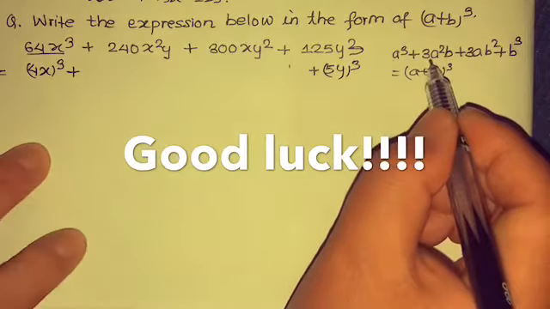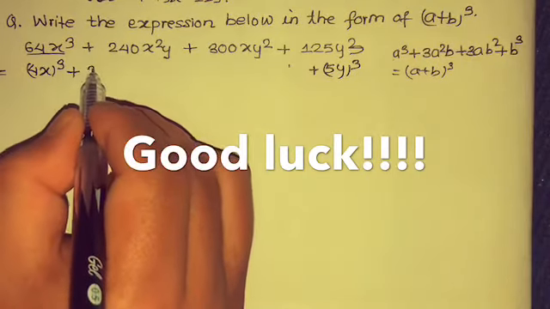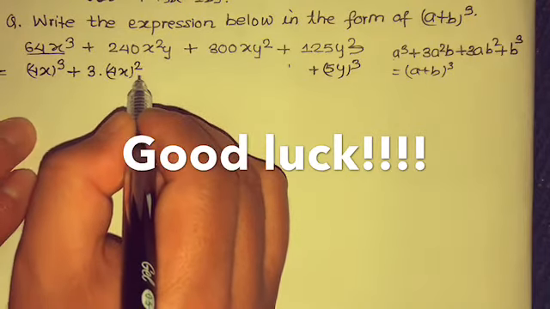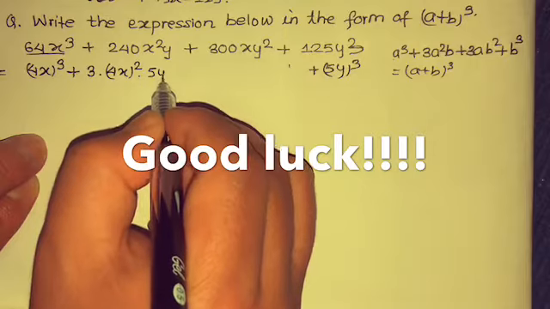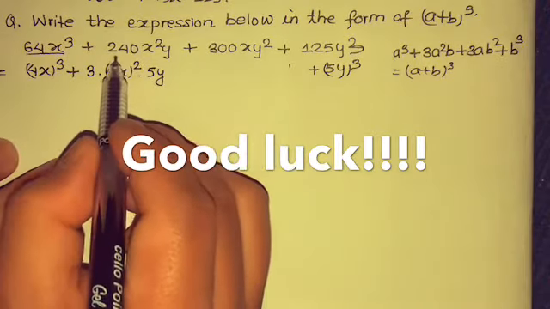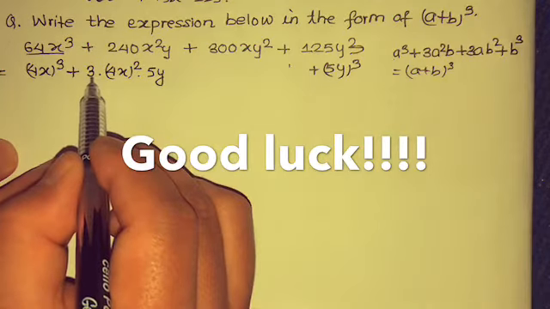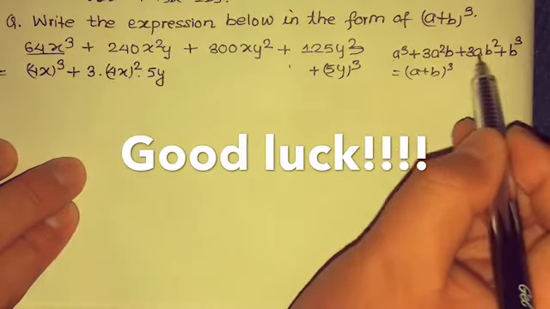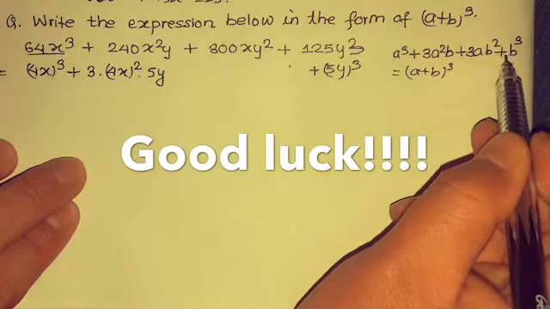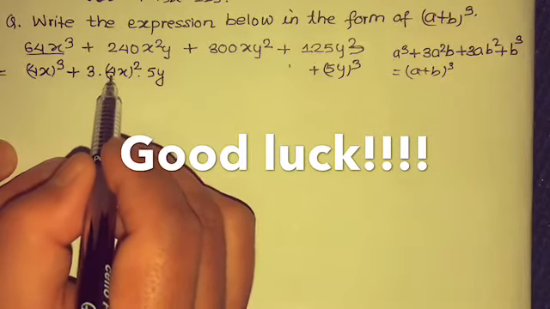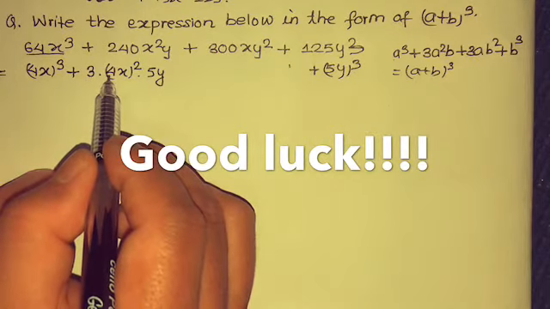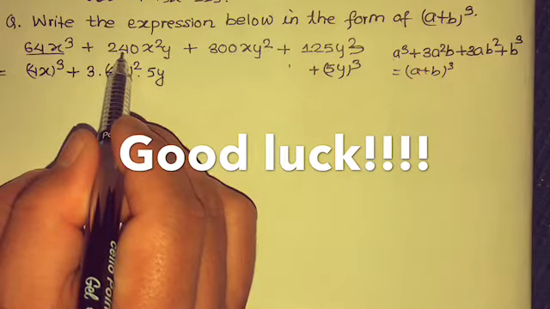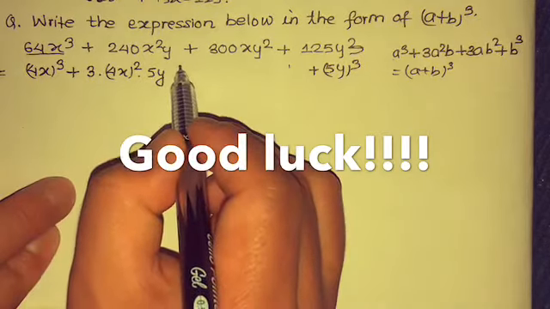Now according to the formula, 3a square b we have to write. So a means here (4x) whole square, b means here 5y. This way 240x square y is expressed in the form of 3a square b. Let's check here whether it is correct or not. 3 and this is 16 and 5. If you multiply 3, 16 and 5, you will get 240. So this is satisfied.